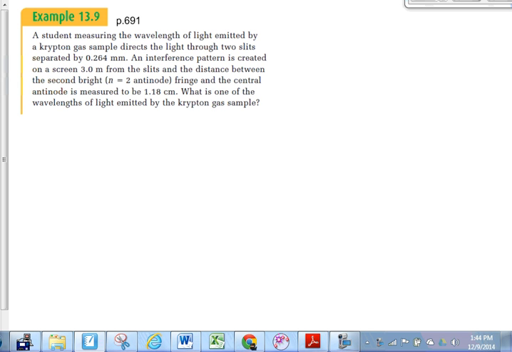It says a student measuring the wavelength of light emitted by krypton gas directs light onto two slits separated by 0.264 millimeters. We don't like this millimeters there. Okay, this is going to be D. This is going to be L. The distance between the second bright spot and the central. Okay, 0, 1, 2. Okay, n is going to be equal to 2 there. X is going to be equal to 0.0118 meters. Right, this is x.